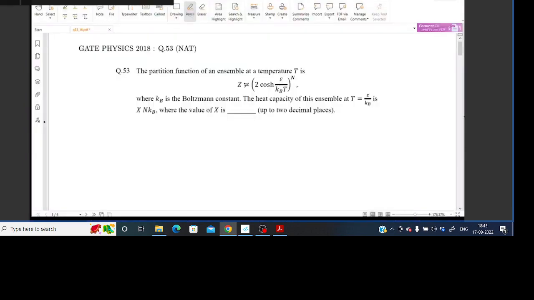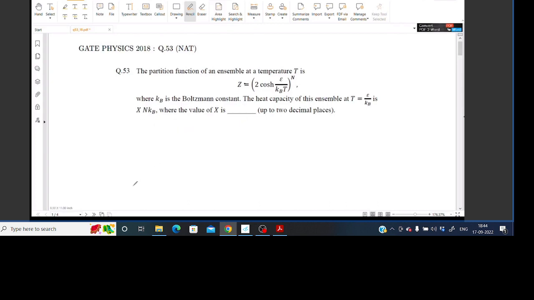Hello everyone. In this video, I shall discuss the solution of question number 53 of GATE Physics 2018. This is a numerical answer type question. The partition function of an ensemble at a temperature T is Z equal to 2 cosh(epsilon by kBT) whole to the power n, where kB is the Boltzmann constant. The heat capacity of this ensemble at T equal to epsilon by kB is x n kB. We need to find out the value of x.